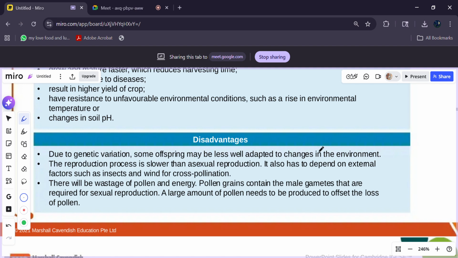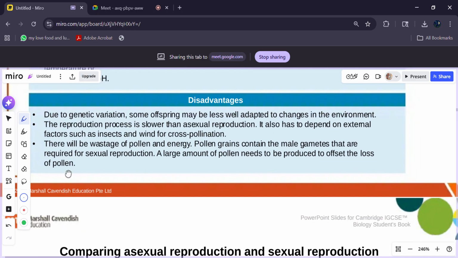Sexual reproduction depends on factors that help with cross-pollination such as insects, wind, water, etc. And there will be wastage of pollen and energy, as pollen grains contain the male gametes that are required for sexual reproduction, and a large amount of pollen needs to be produced to offset the loss of pollen.